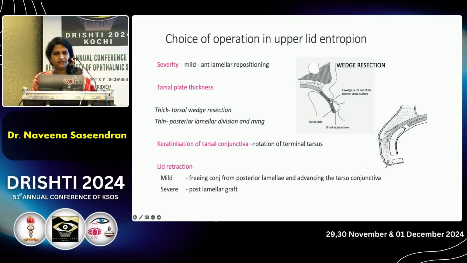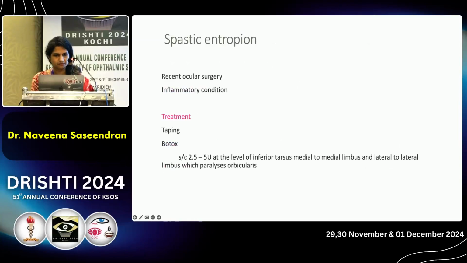And if it is severe, depending upon the tarsal plate thickness, we can have tarsal wedge resection if the tarsal plate is thick, as in case of trachoma, and posterior lamellar division and graft placement, as in case of thin tarsal plate in ocular pemphigoid and Stevens-Johnson syndrome. In case of keratinized tarsal conjunctiva, you can rotate the terminal tarsus outwards, which will prevent the corneal irritation. If it is severe lid retraction, then a posterior lamellar graft is indicated.